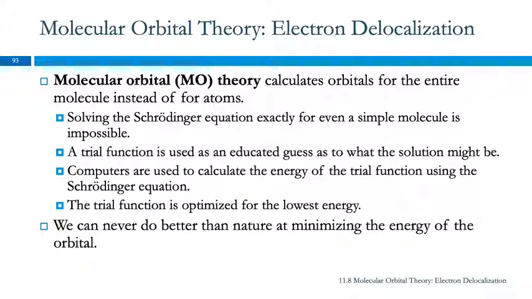Even for a simple diatomic molecule, it's impossible to solve the Schrodinger equation exactly. So they basically take guesses. You have a guess called a trial function, and you stick it in there, and you see how that works, and then you adjust it as needed until you get the lowest energy. And they, of course, use computers to do that because the math is pretty complicated. So they optimize the trial function for the lowest energy, and that's what we use to describe these molecular orbitals. Of course, we can never do better than nature does at minimizing the energy of the orbital.